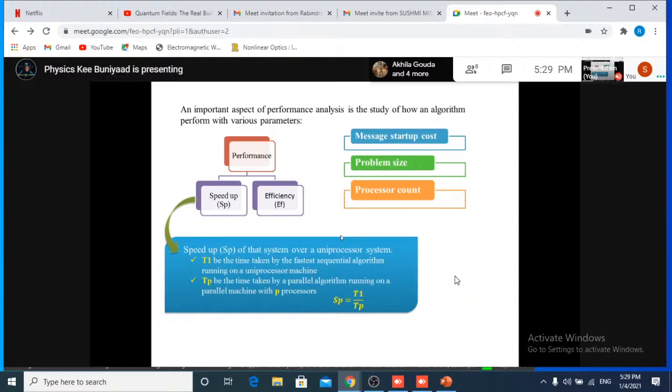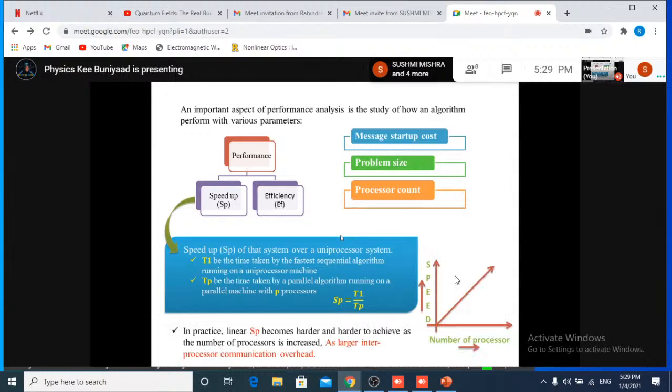Why is it very hard? Because as we increase the number of processors, the communication, I mean the internal communication between these processors, will increase, which will create a problem in increasing the speed up linearly. So you will not get a linear speed up by increasing the number of processors. So this one is the most significant drawback.